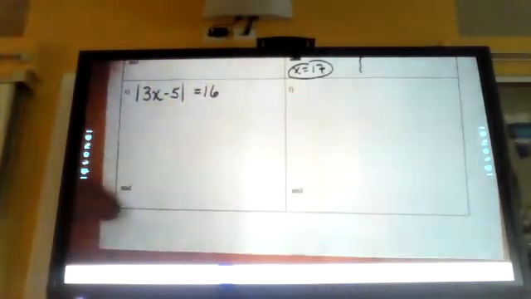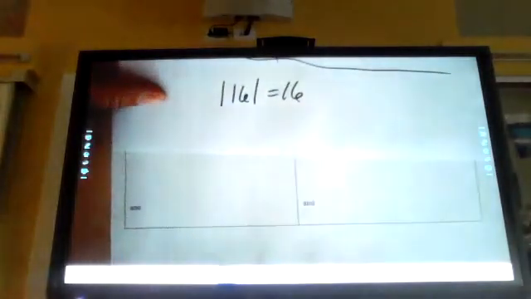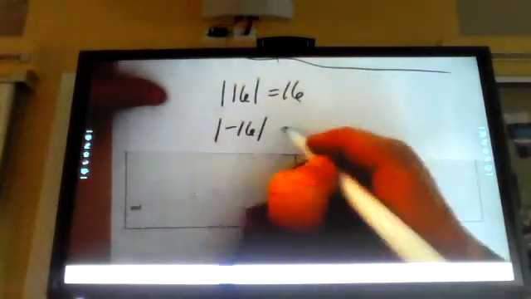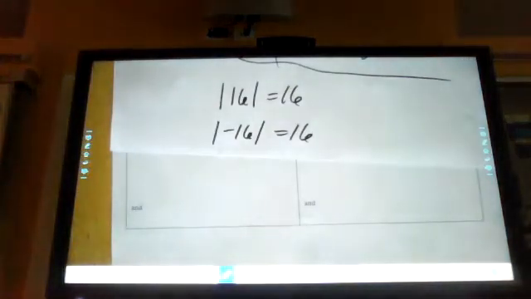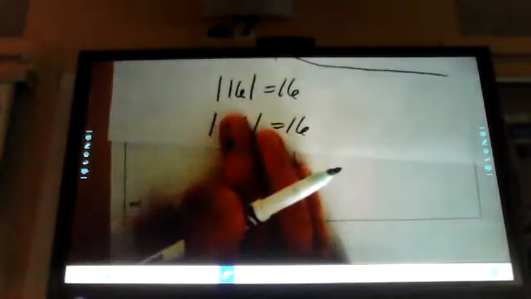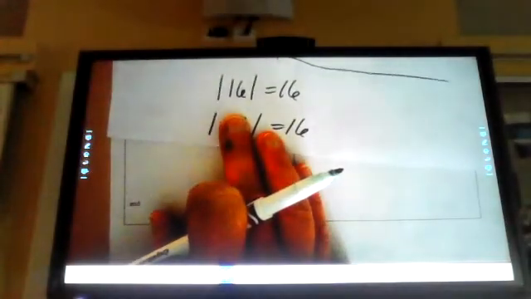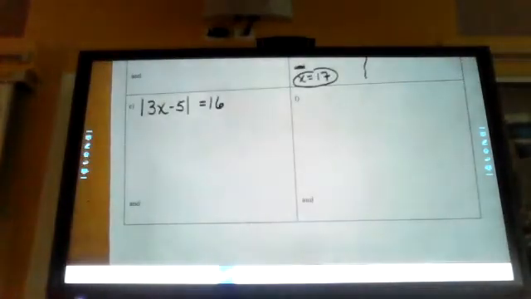E. So we have the absolute value of 3x minus 5 equals 16. So remember the goal. The goal is I'm trying to force the inside to be a positive 16. Then I'm going to try to force the inside to be a negative 16 because that's where I'm headed. I need the positive and negative case. The absolute value of 16 is 16. The absolute value of negative 16 is 16.